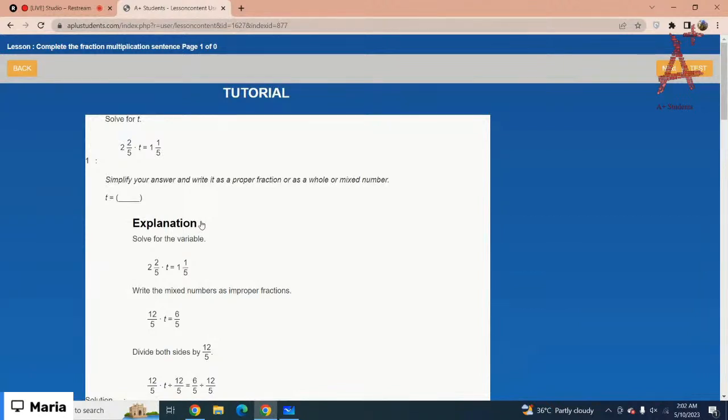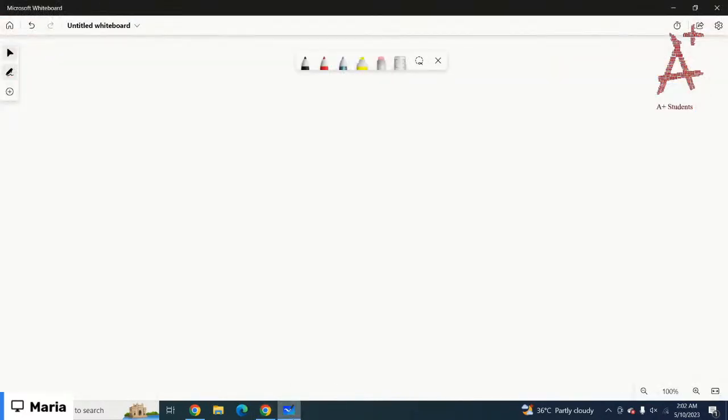So t is missing. You need to find t, which is another fraction that when multiplied by 2 whole 2 over 5, the product equals 1 whole 1 over 5. We need to find the t. Got it? Okay, let me write it down on the board. 2 whole 2 over 5 times t.